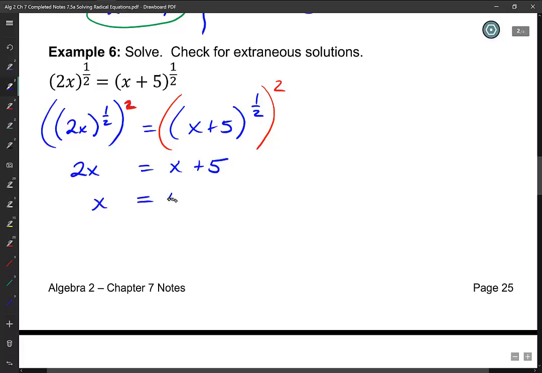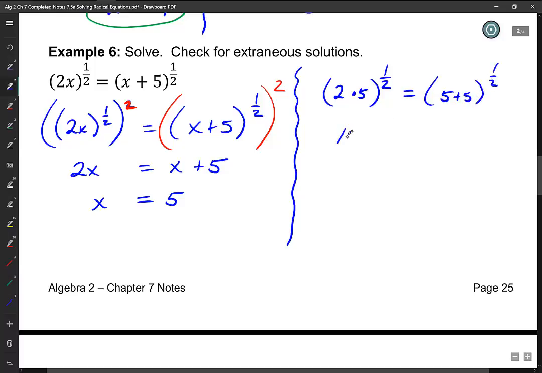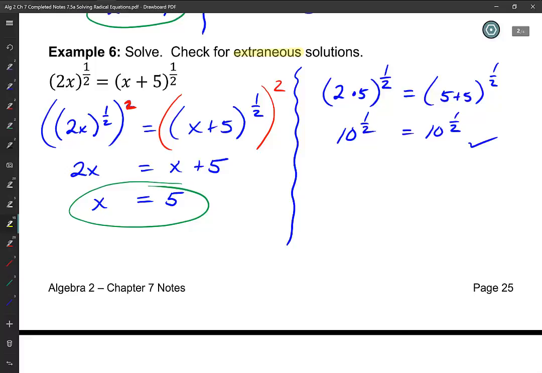This is one of my favorite kinds of problems because it solves very quickly once you've squared both sides, and that allows you to see what you're going to get here. Let's plug these in and check. 2 times 5 raised to the 1/2 equals 5 plus 5 raised to the 1/2. And obviously the square root of 10 is equal to the square root of 10. All right. So we continue to have all of our problems checking, which obviously begs the question, what is this extraneous solution? We're going to keep looking for that. It's going to be a problem that does not check, even if we have an answer.